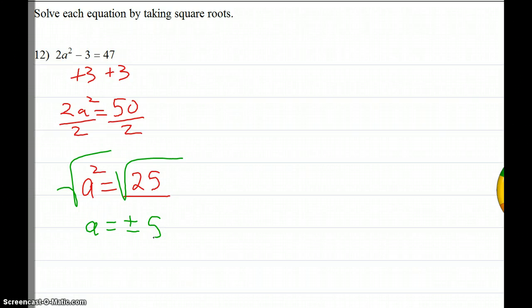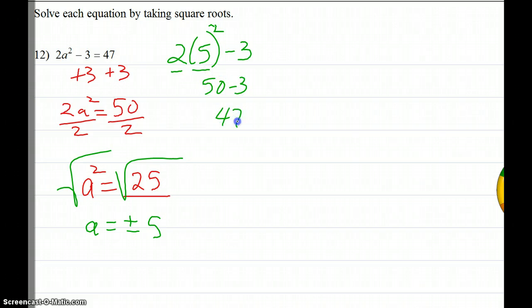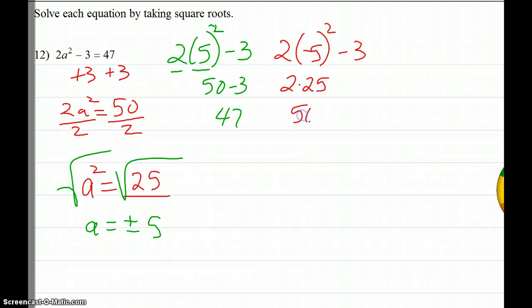Okay, so double check your answers. If I want to double check, I can plug 5 back into my equation. When I plug in 5, subtract off 3. Let's see if this works. 2 times 25 is 50, and 50 minus 3 is equal to 47. To check for the negative 5, we have 2 times negative 5 squared. Remember, we do Please Excuse My Dear Aunt Sally, so we do parentheses and exponents first. So we get 2 times 25, which again is 50, minus 3, we get 47. And both of those answers check.